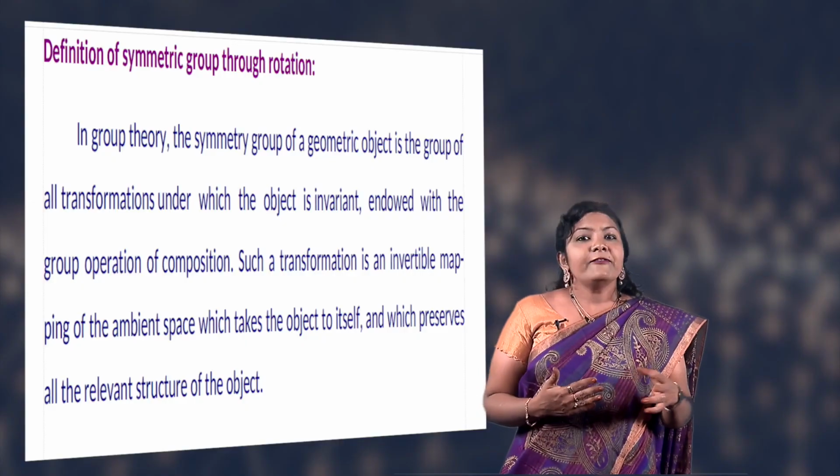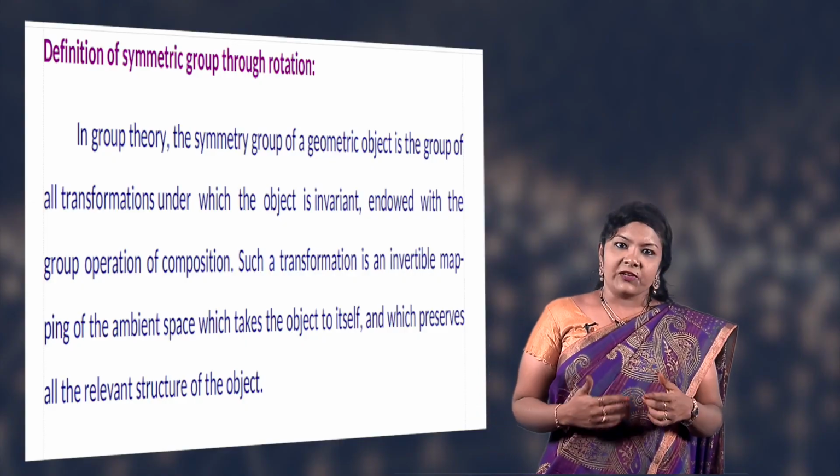In previous module, we already proved that the symmetric group Sn for n equal to 3 is non-abelian. So, we leave it to the reader to prove Sn is non-abelian when n is greater than or equal to 3. Next is definition of symmetric group through rotation.